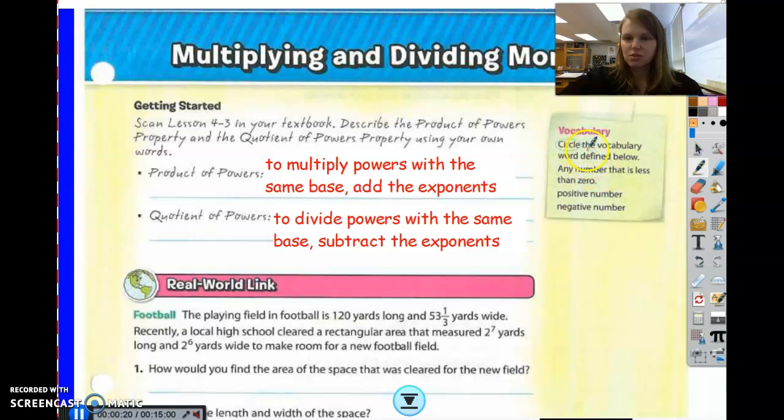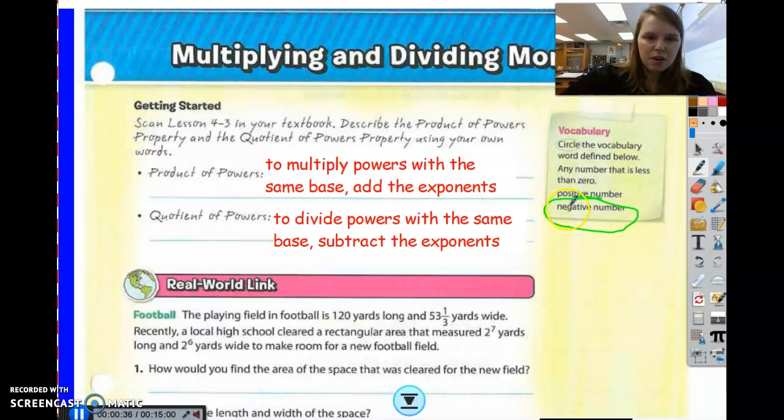It says, circle the vocab word defined below. Any number that is less than 0. What would that be? Think about that for a second. Any number less than 0. Wouldn't that be a negative number? So I'm going to circle that.